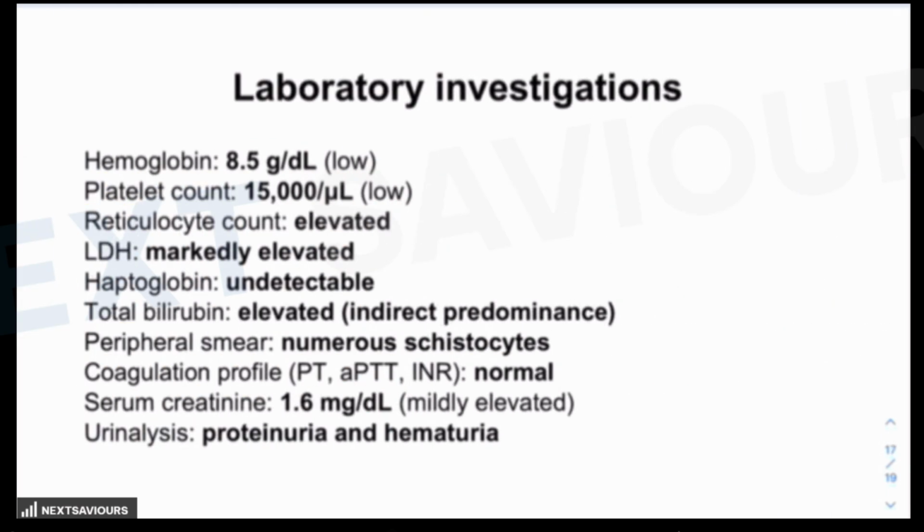Then the laboratory investigation. You can see the hemoglobin is low, but the platelet count is markedly decreased, right? The reticulocyte count is elevated, LDH is elevated, haptoglobin is undetectable. So there are the features of microangiopathic hemolytic anemia which are present. So that is the third finding which is present over here. As far as total bilirubin is concerned, it is found to be elevated. Peripheral smear shows numerous schistocytes, which is again a feature of MAHA.